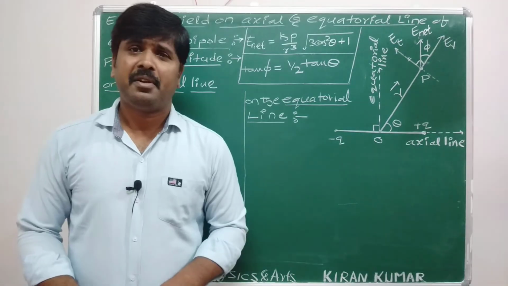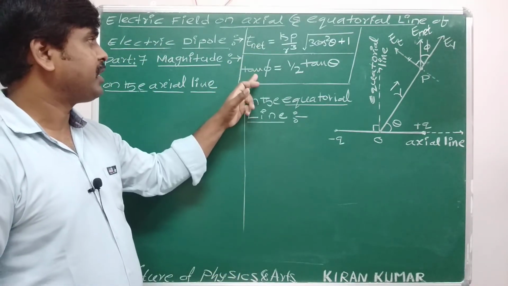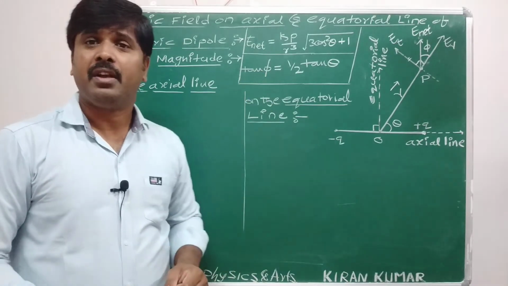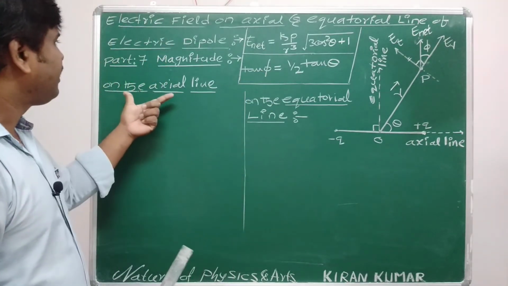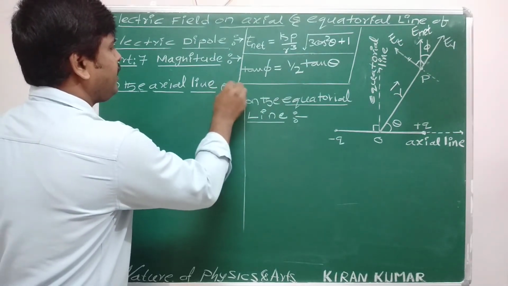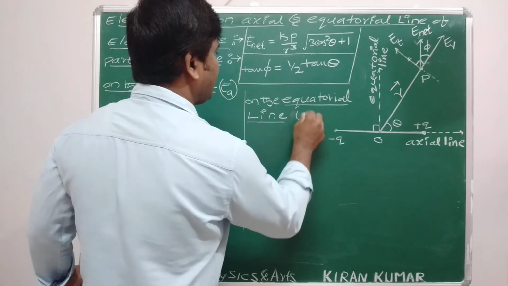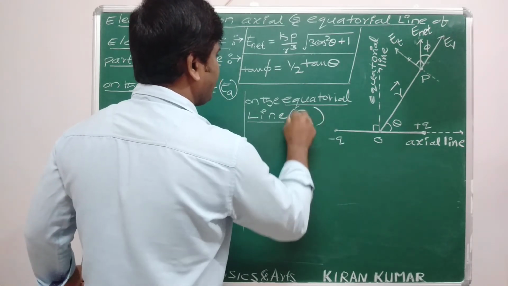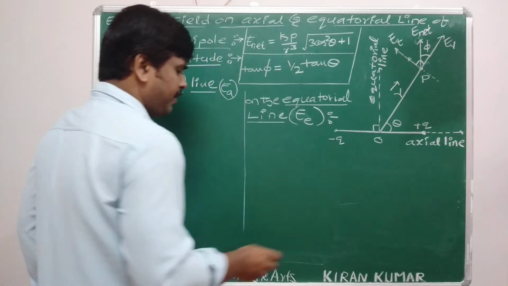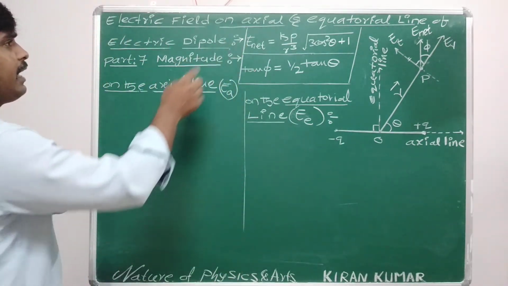And continuation, now using the net electric field magnitude equation and direction equation, we will get the electric field intensity on the axial line, E_A, and the electric field intensity on the equatorial line, E_E. Step by step we can discuss. First I'm using the E net equation.